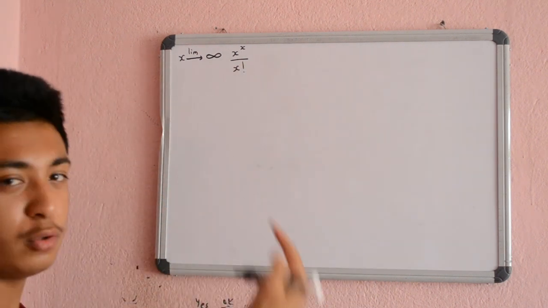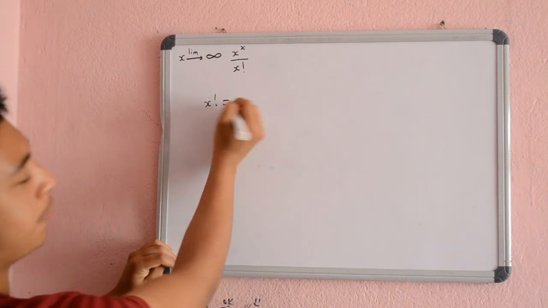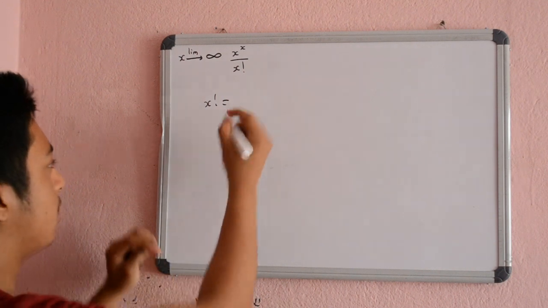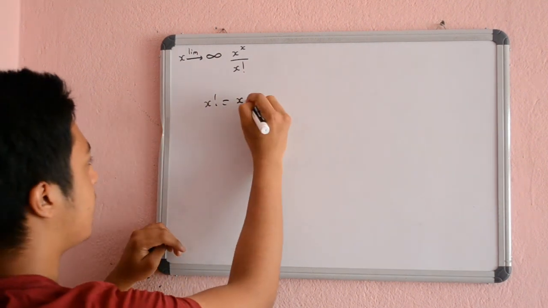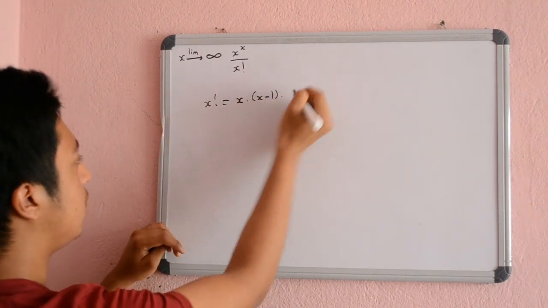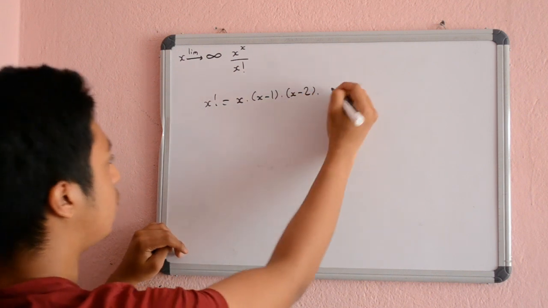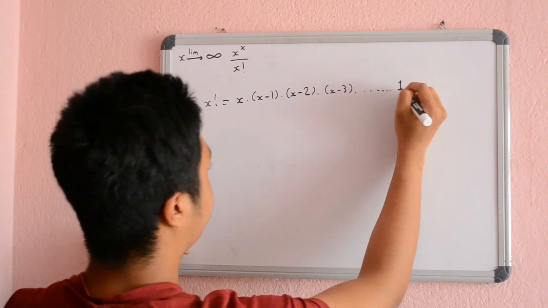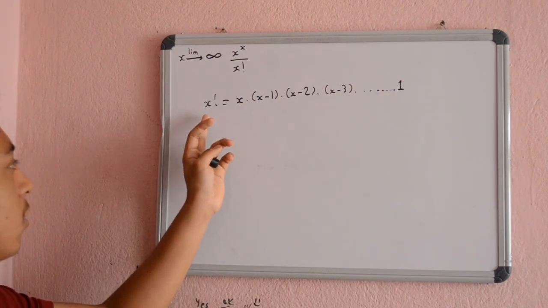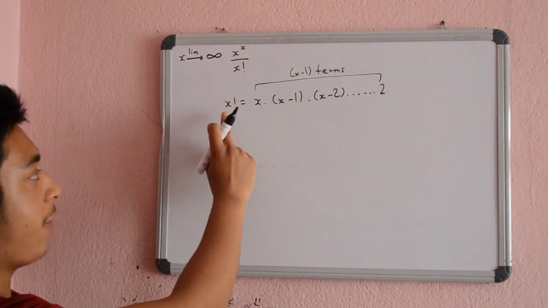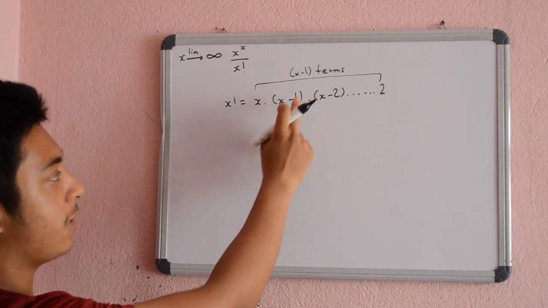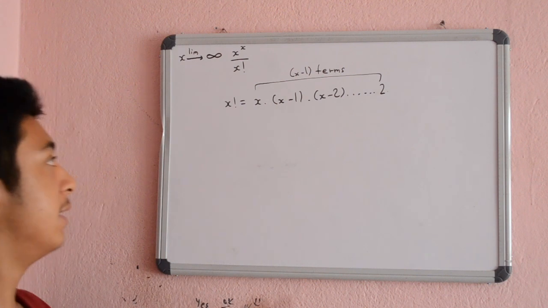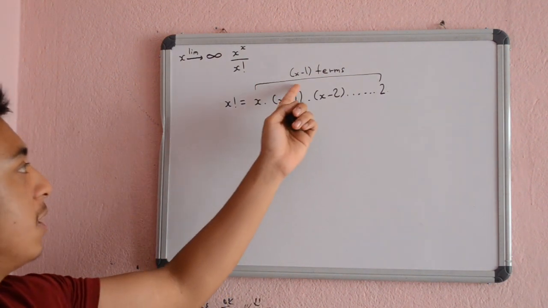So let's look at the factorial one, because with x to the power x we cannot really do anything, but x factorial, what is this equal to? Well, x factorial is just x times x minus 1 times x minus 2 times x minus 3 and all the way to 1. Let's see how many terms x factorial contains. As I mentioned earlier, x factorial is x times x minus 1 times x minus 2 all the way to 2 times 1, but we can just ignore that 1 and say x factorial has x minus 1 terms.